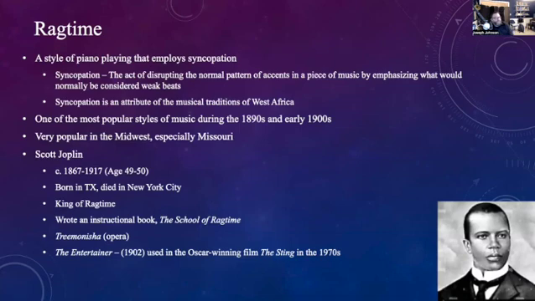So syncopation, you'll read, is attributed a lot to the musical traditions of West Africa, which we talked about, a lot of those complex rhythms. And that's kind of where a lot of this ragtime and jazz grew from, traditions brought over by the slaves to places like New Orleans, that whole Mississippi Delta region. And ragtime kind of came from that region.